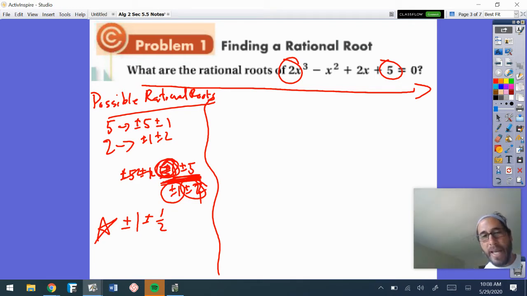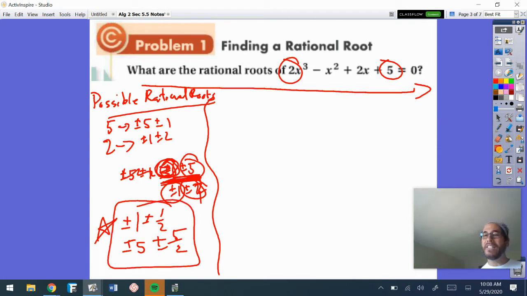But then you go to the next guy. 5 divided by 1, plus or minus 5. That guy's done, and then 5 divided by 2. Oh, yuck. Another fraction. So those are my possibilities. There's actually 8 of them, right? There's actually 8 because you have a positive and a negative for each possible rational root.